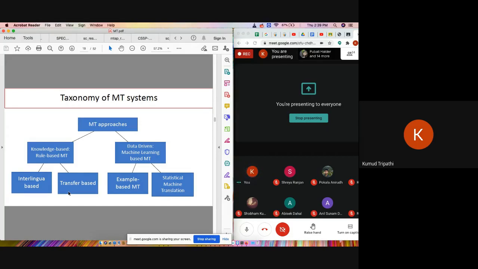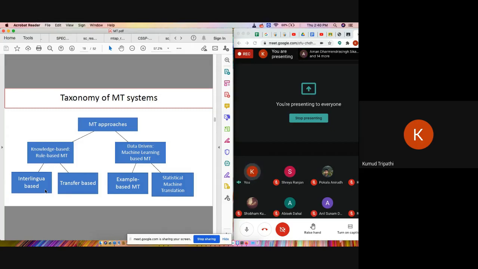Another technique is interlingua based. So what is this interlingua? Interlingua is a keyword. Interlingua is some sort of semantic representation of the text. You need to note it down that it is some sort of semantic representation of the text that is not dependent on the underlying language. So how can it perform the translation?